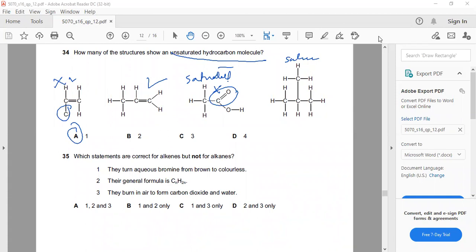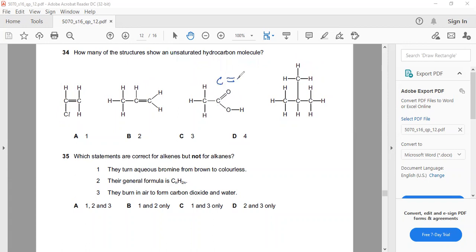Question 35. Many students think this is unsaturated, which is wrong. Carbon double bond oxygen does not count. Only a carbon double bond or triple bond is unsaturated.